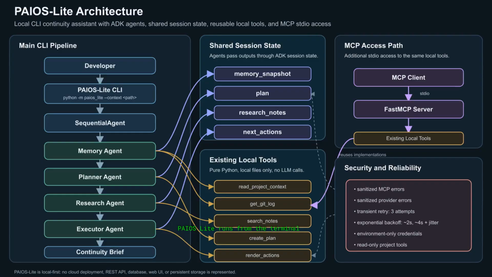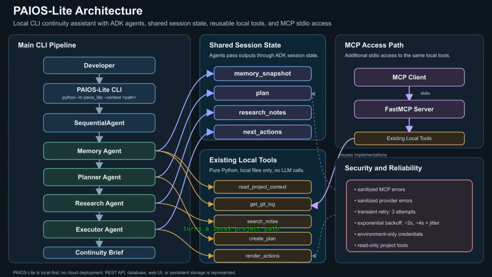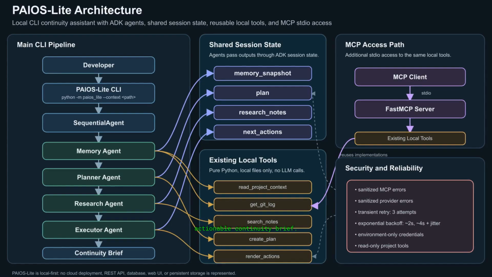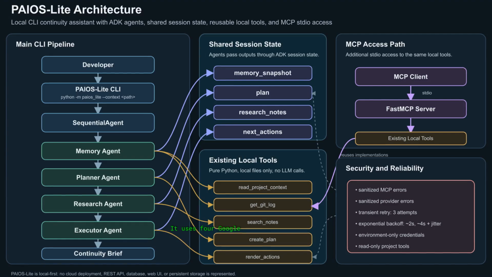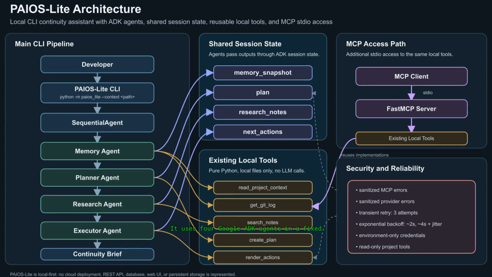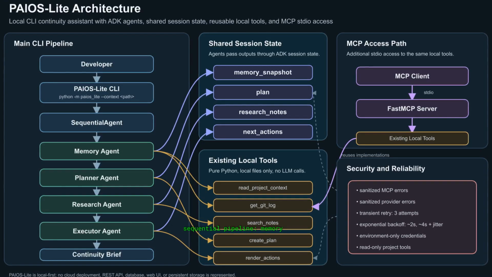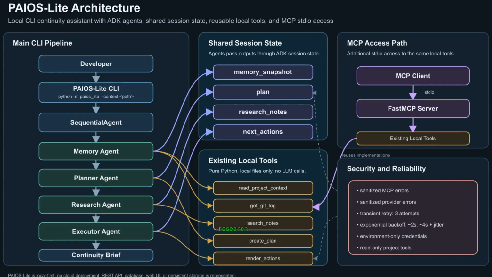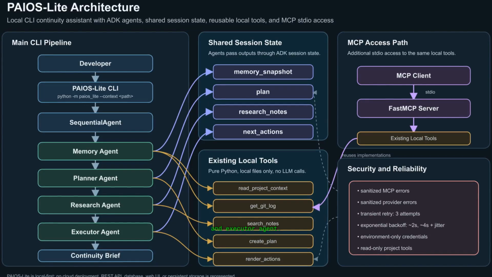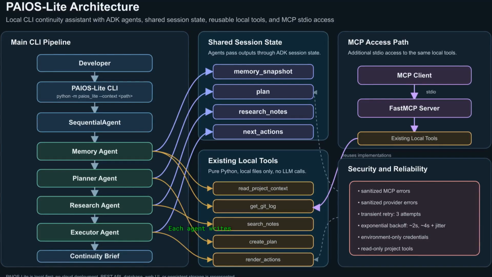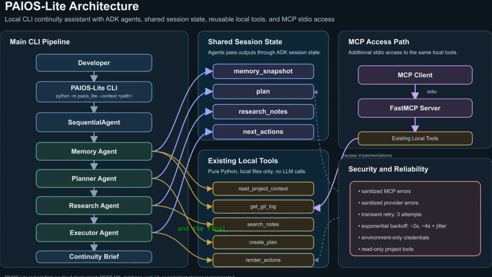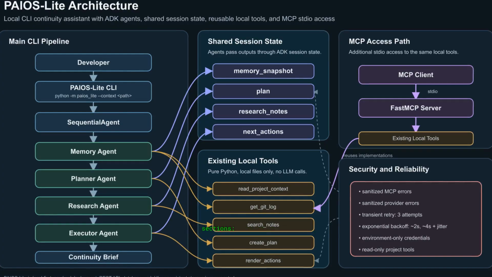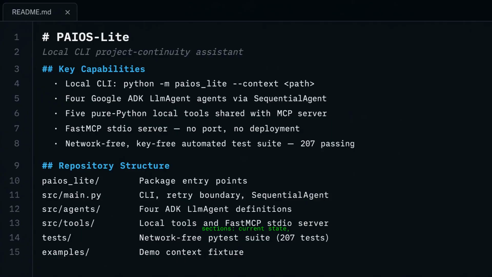PAIOS-Lite runs from the terminal and turns a local project path into an actionable continuity brief. It uses 4 Google ADK agents in a fixed sequential pipeline: memory agent, planner agent, research agent, and executor agent. Each agent writes to shared session state, and the final CLI output renders 4 sections: current state, plan, research notes, and next actions. Now I will run the demo fixture.